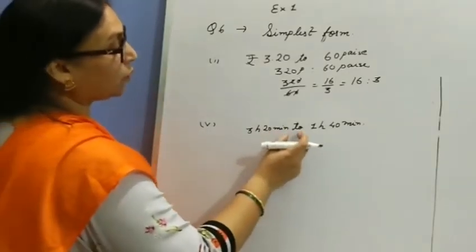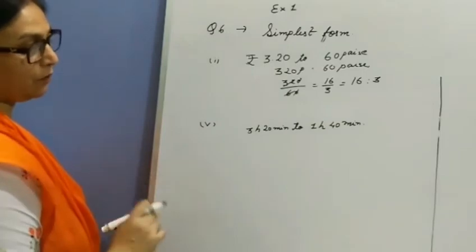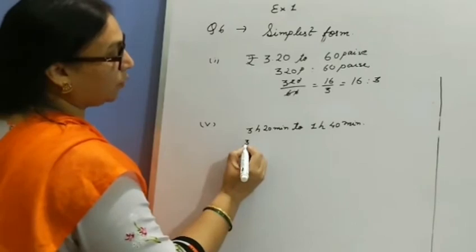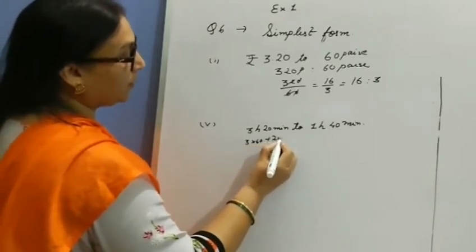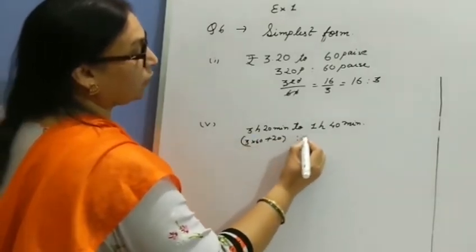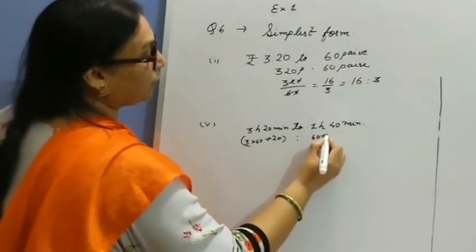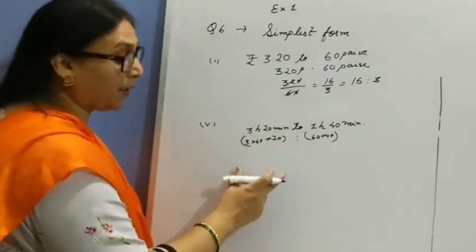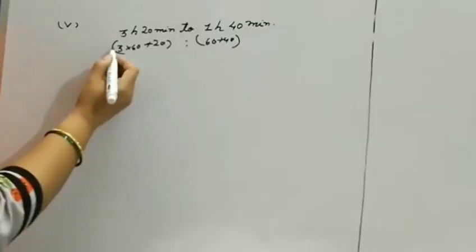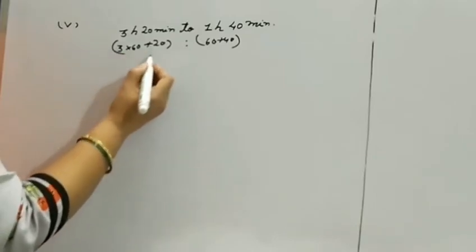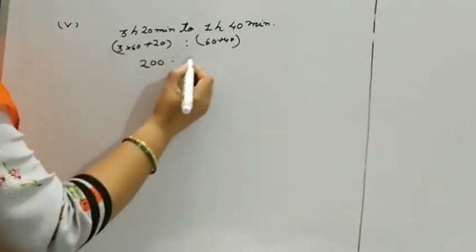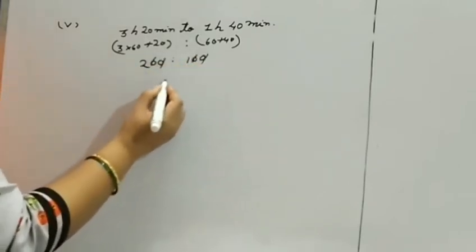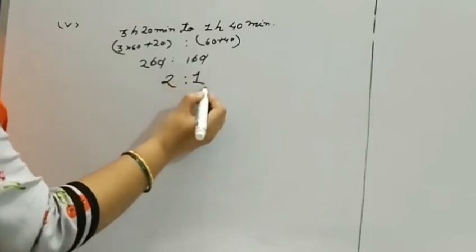3 hours 20 minutes to 1 hour 40 minutes. Write in simplest form. Step 1: convert them into the same unit, minutes. 3 hours is 3 into 60 plus 20 minutes, is to 1 hour is 60 plus 40 minutes. As a ratio has no units, while bringing down we will not carry the sign. So it becomes 3 into 60 is 180 plus 20, 200 is to 100. Simplify them, 0 and 0, 0 and 0 cancel, it becomes 2 is to 1.